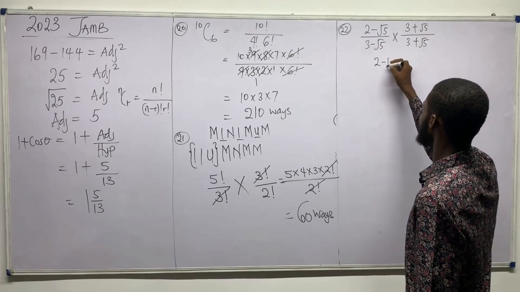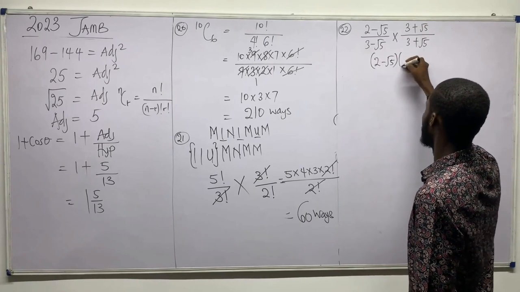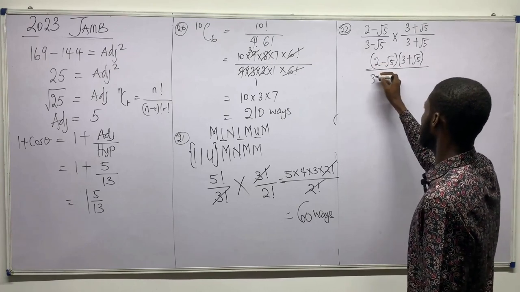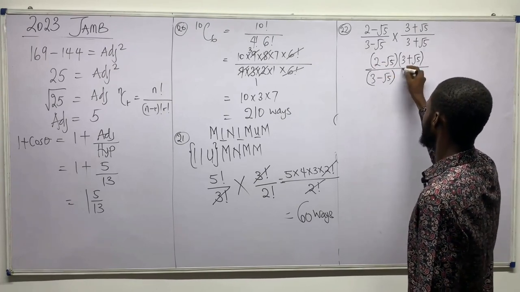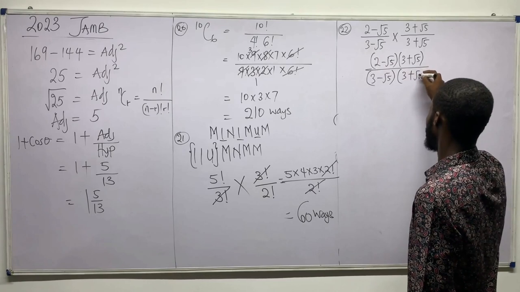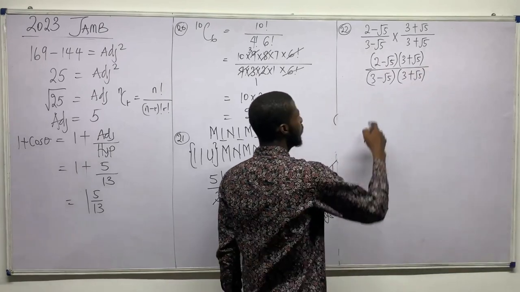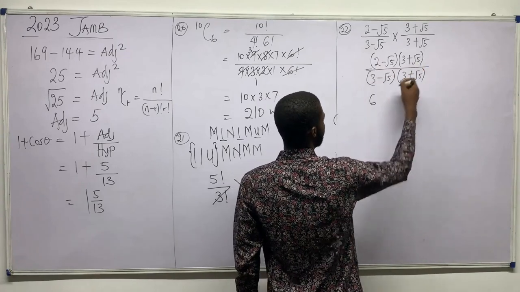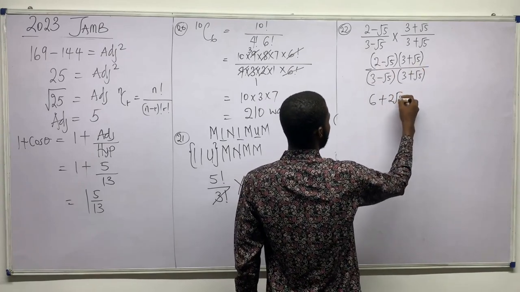So this is 2 minus root 5 multiplying 3 plus root 5, divided by 3 minus root 5 multiplying 3 plus root 5. 2 times 3 is what? 6. 2 times root 5 will give me what? 2 root 5.